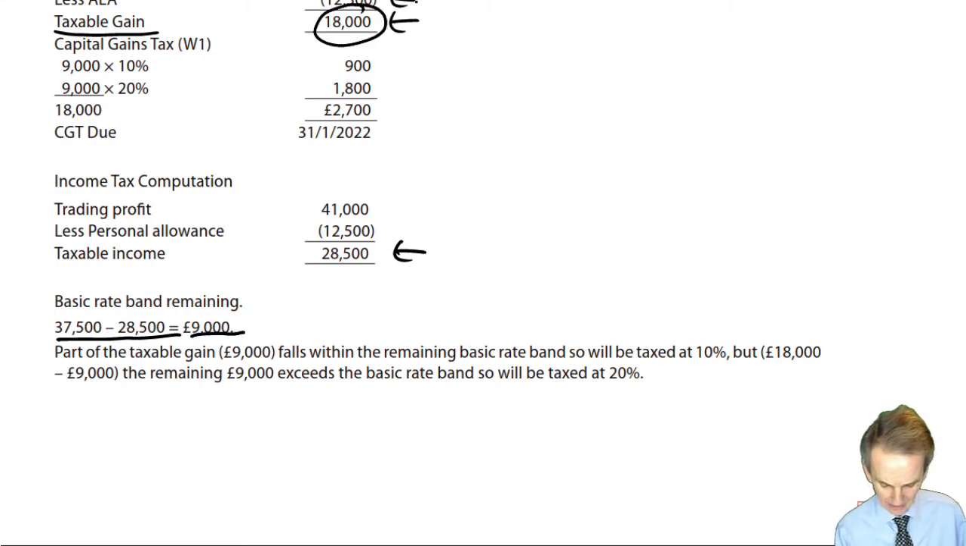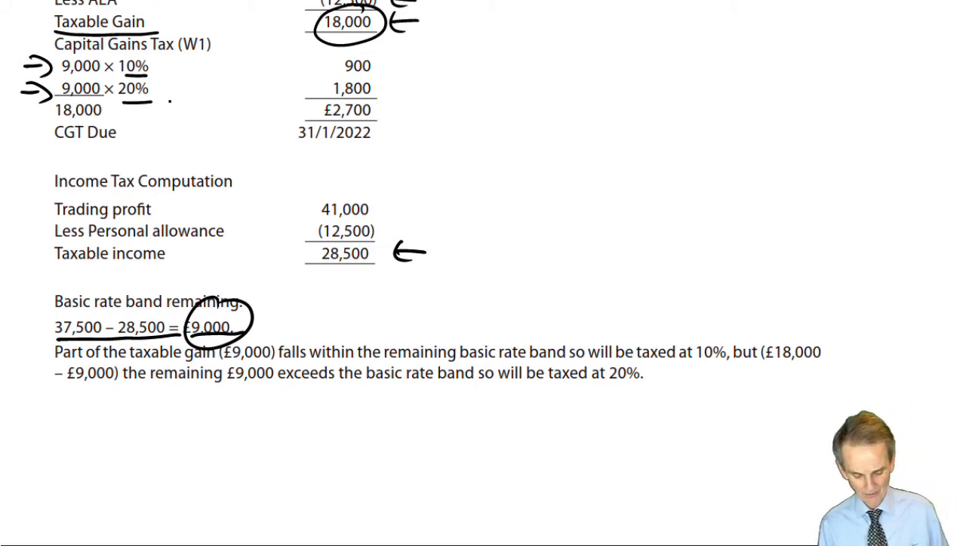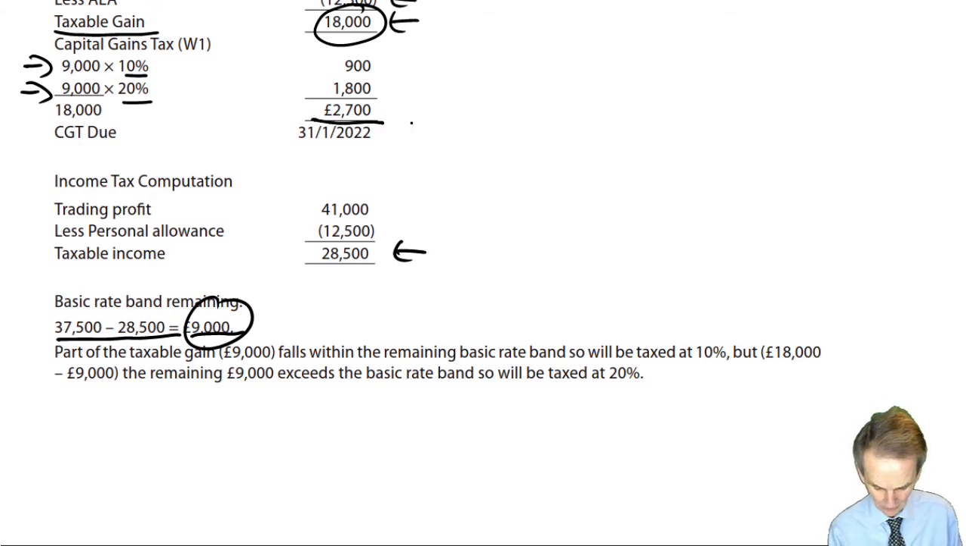So the taxable gain of £18,000: 9,000 of that, the remaining basic rate band, is taxed at 10%, and the remaining 9,000 moves up into higher rate to be taxed at 20%. Add those two figures, and that would appear to be some £2,700, and again, if needed, the due date the following 31st of January there.